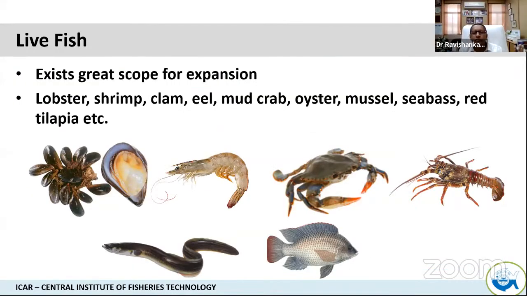You see, live fish has tremendous potential. There is a lot of scope available, and very, very few people are doing it. Things like lobster, shrimp, clam, eel, mud crab, all these. We are again working on some containers for live fish transportation. With some industry here, we are actually trying to develop them. We've already done something, and we are validating. So I think these things should be advocated.